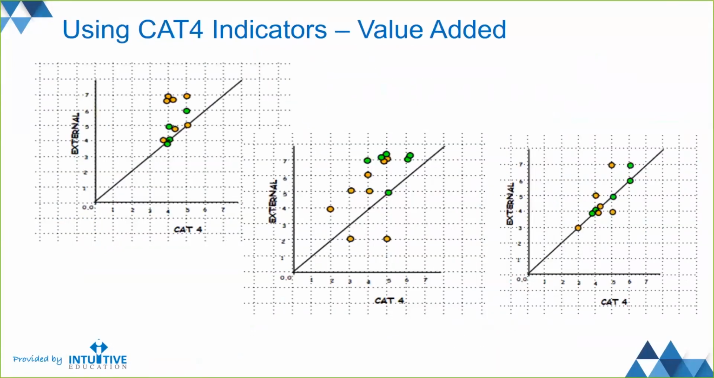So at the moment, CAT4 indicators are compared to external examination results and analyzed to produce value-added charts, such as the one you see on this slide. These clearly identify outliers and they allow the middle leaders to ask the right questions. For example, in the middle graph on this slide, there are two boys who have achieved less than the predicted results, predicted by CAT4 or indicated by CAT4.